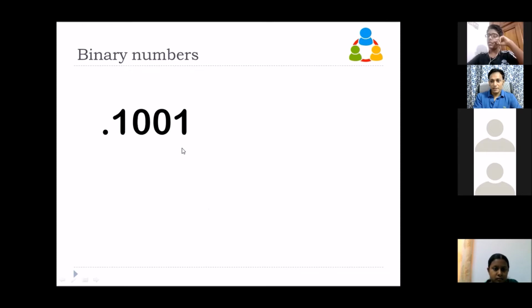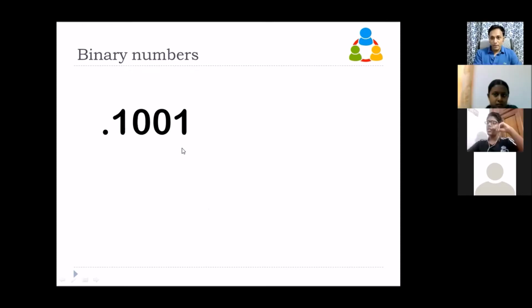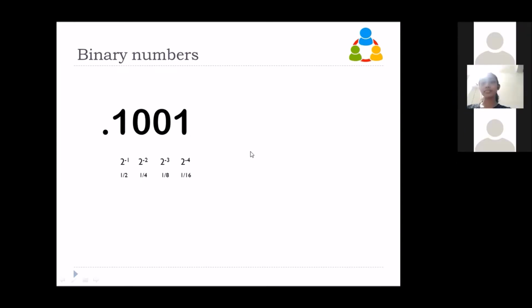Just concentrate. Listen carefully. Not complex, but listen carefully. See, now here, what are the values? Value is very straightforward. Value of 1 is 2 raised to minus 1, it is 1 by 2. 0, 2 raised to minus 2, 1 by 4. 0, 2 raised to minus 3, 1 by 8. 1, 2 raised to minus 4, 1 by 16. So far clear? So far clear? Yes, sir.